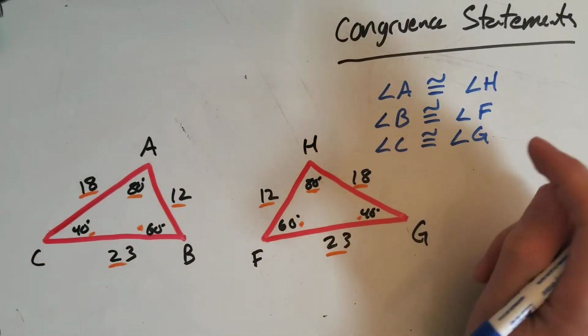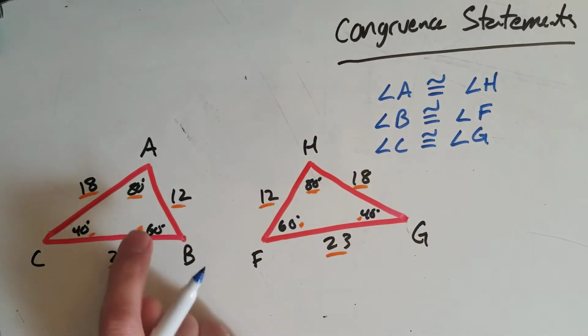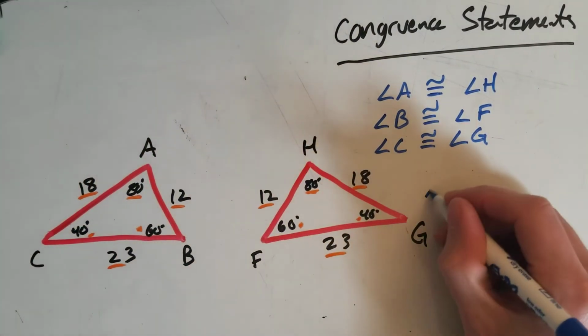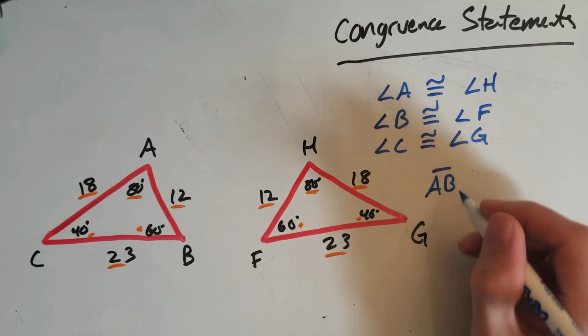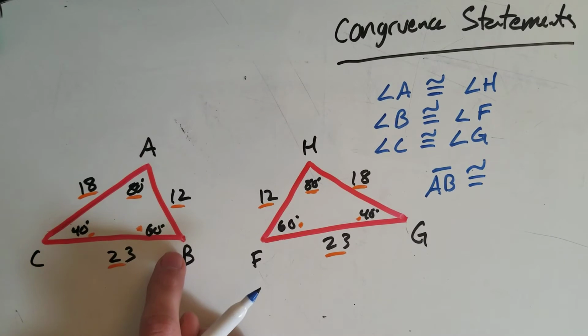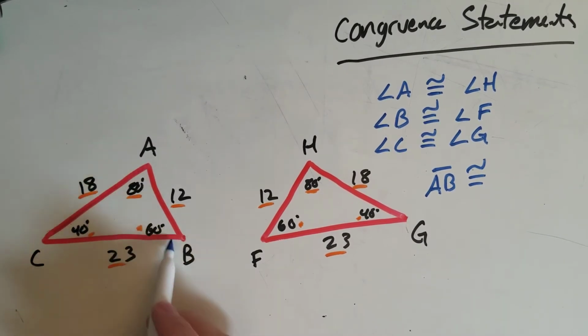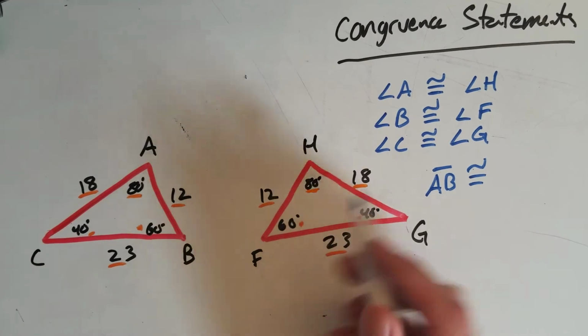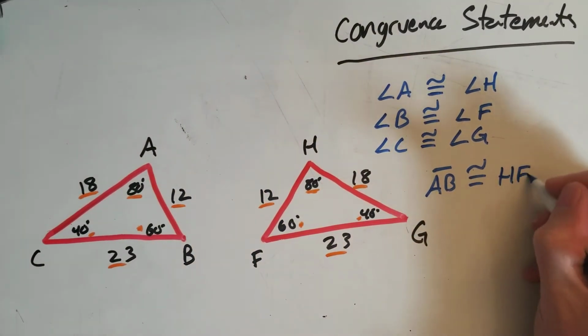So that's all the angles, but we also want to list the sides. So side AB, remember how we notate that with the line above. Side AB, well, that went from the 80 degree angle to the 60, those vertices. So go from the 80 to the 60, that would be HF. So AB goes with HF.